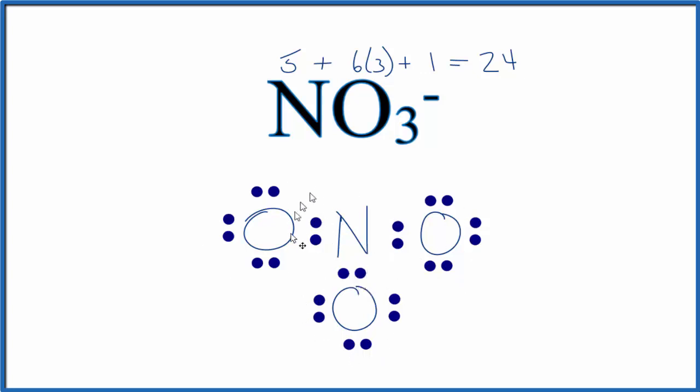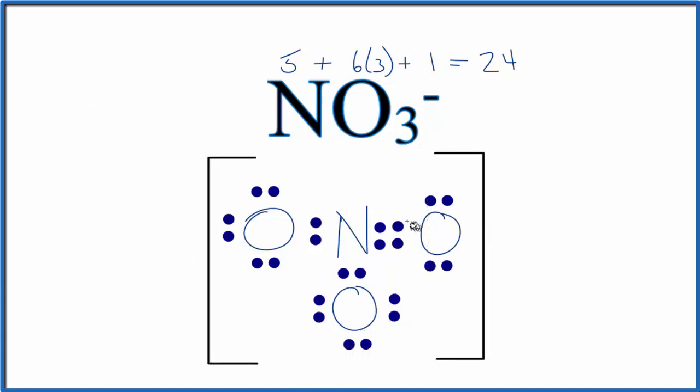The nitrogen does not, so we're going to have to share some electrons to make a double bond. So let's just choose this one right here. And now we have the double bond here. Everything has 8. Nitrogen has 8, and each of the oxygens, they have 8 valence electrons. So this is a good Lewis structure for NO3 minus. Let's put our brackets around it here, and then we'll add our negative sign outside.